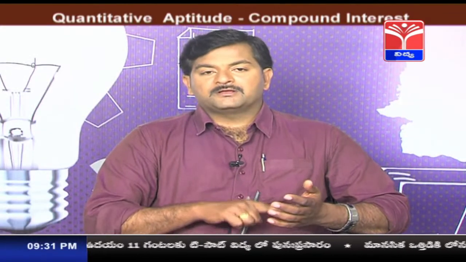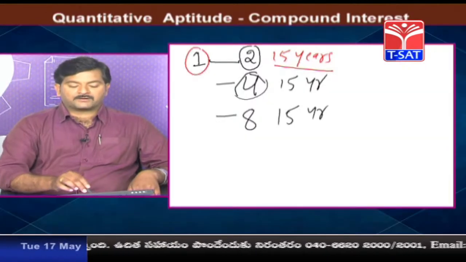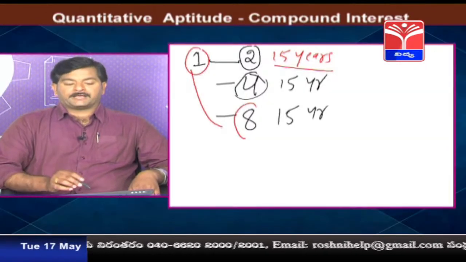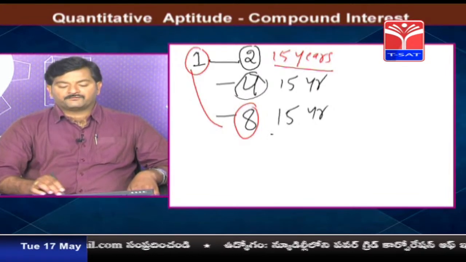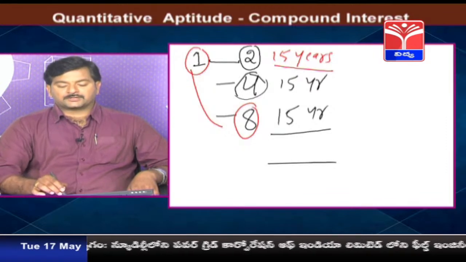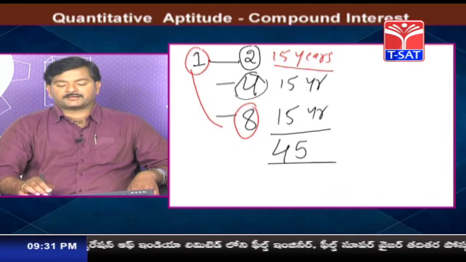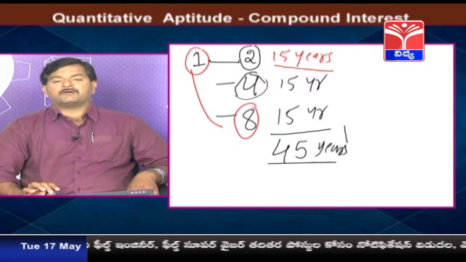For our simplicity, if a person borrowed 1 rupee, it doubles itself in 15 years. I borrow 1 rupee, it becomes 2 rupees. 2 rupees becomes 4 rupees. 4 rupees becomes 8 rupees. So I borrowed only 1 rupee, and this 1 rupee becomes 8 times. In how many years? 15, 15, 15. Total 45 years. I hope you understood what I am saying.